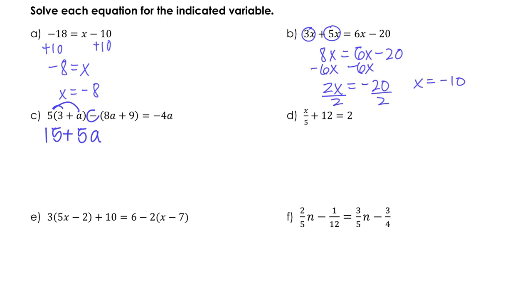Do I also need to distribute this negative? Yes. So then I'll have minus 8a minus 9 equals negative 4a.